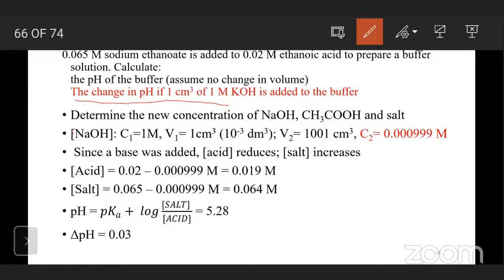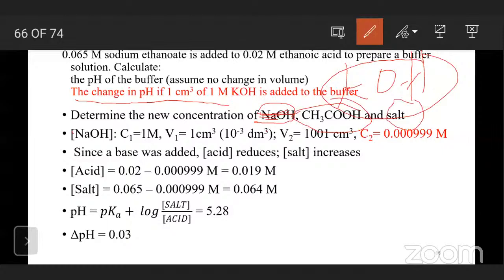The first thing you would do to solve this is determine the new concentration of the base you had, not NaOH, it's KOH precisely. You determine the new concentration of this KOH, the new concentration of CH3COOH, and that of the sodium ethanoate salt that you have in the buffer solution. And how do you do this?